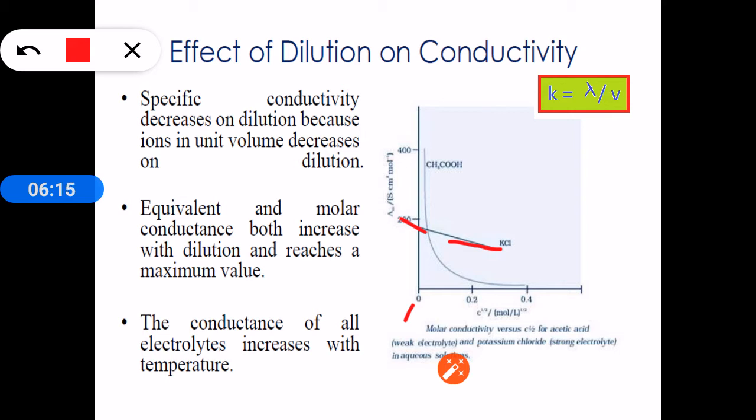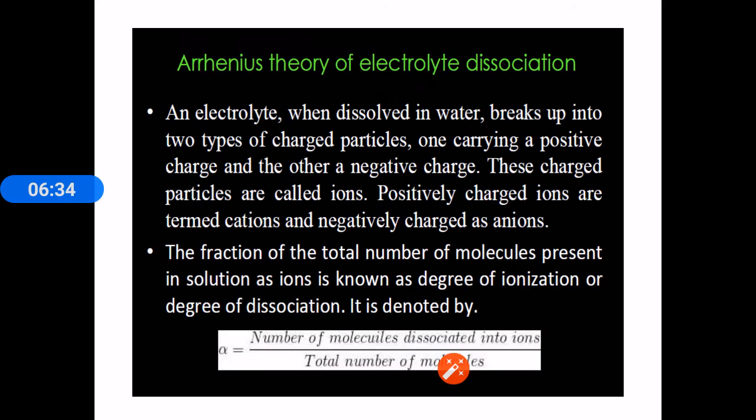Whereas for acetic acid, the graph is growing like this as a curve, and we cannot extrapolate it to find the equivalent conductance at zero concentration or infinite dilution. And to explain the effect of dilution on the conductivity of these types of electrolytes, a theory was proposed by Arrhenius, called Arrhenius theory of electrolytic dissociation.